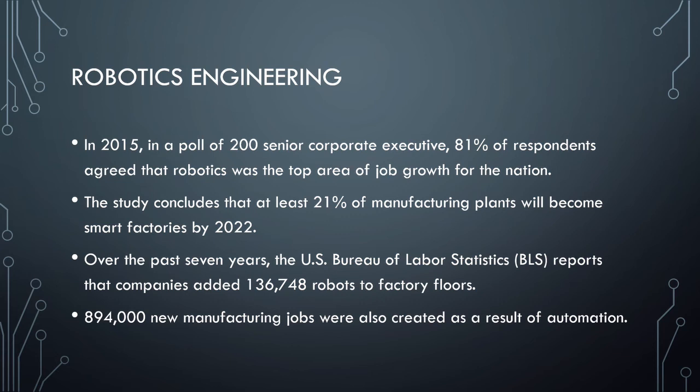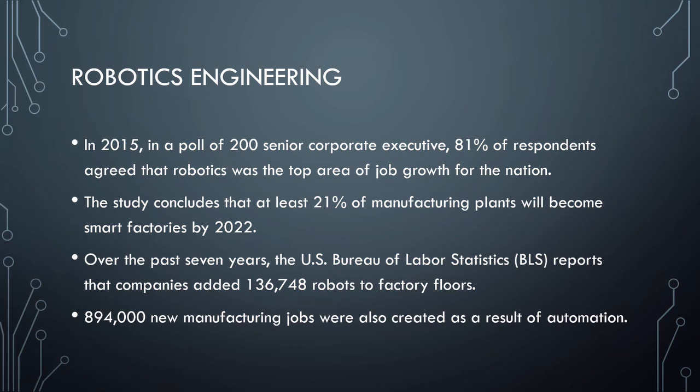The U.S. Bureau of Labor Statistics reported that in the last 7 years, over 100,000 robots were added to factory floors. So they could be doing a huge variety of tasks. They could be CNC machines, they could be assembly machines, things like painting, things like moving different components. But over 100,000 robots were added to factory floors in the last 7 years. And I would certainly expect that curve to get higher and higher as we go on.